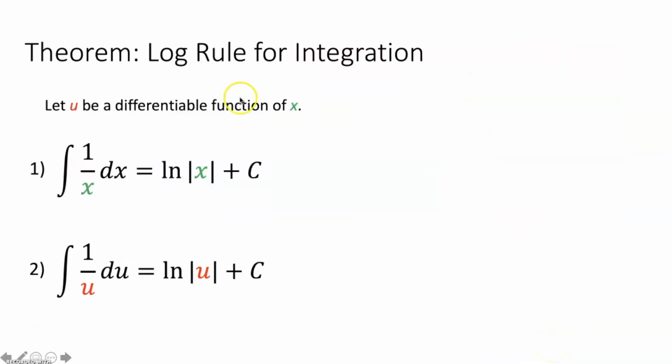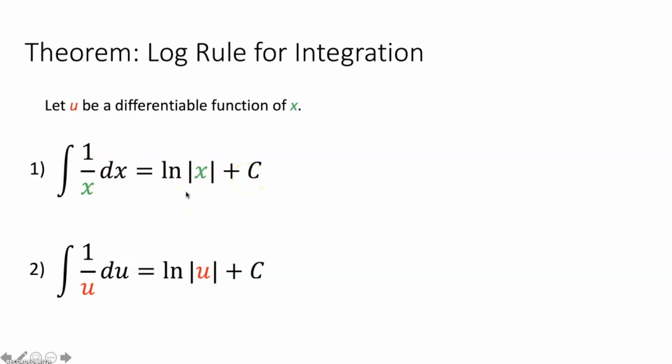The first thing we're talking about is the log rule for integration. This says let u be a differentiable function of x. The first part says the integral of 1 over x dx is equal to the natural log of the absolute value of x plus c. This makes a lot of sense because if you recall, the derivative of the natural log function is equal to 1 over x. So the integral of 1 over x dx should be equal to the natural log of the absolute value of x plus c.